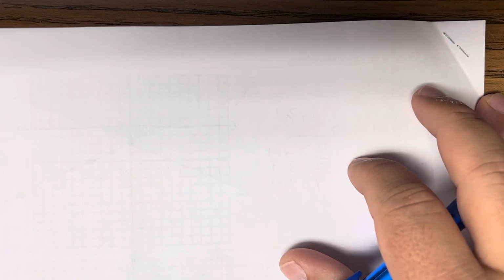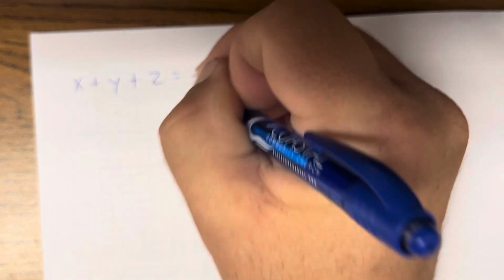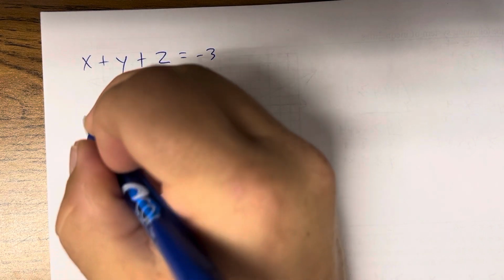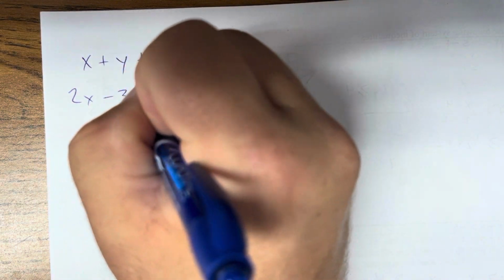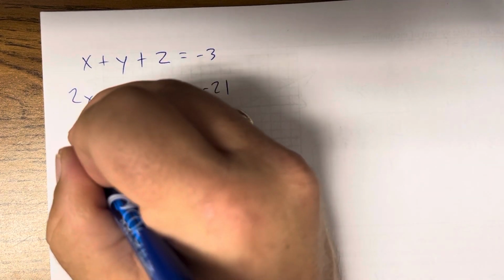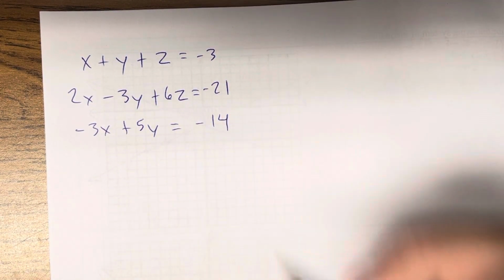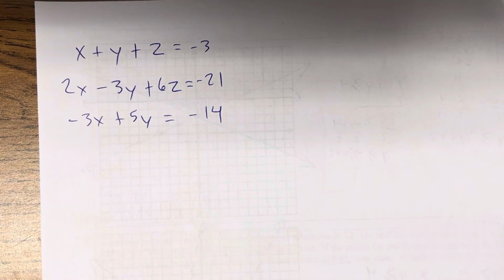All right, so now let's go to the back and do substitution. So for substitution, we've got x plus y plus z is equal to negative 3. We have 2x minus 3y plus 6z is equal to negative 21. And then negative 3x plus 5y is equal to negative 14. And so there's multiple first things you could do.